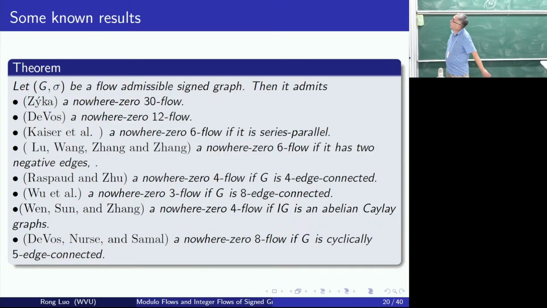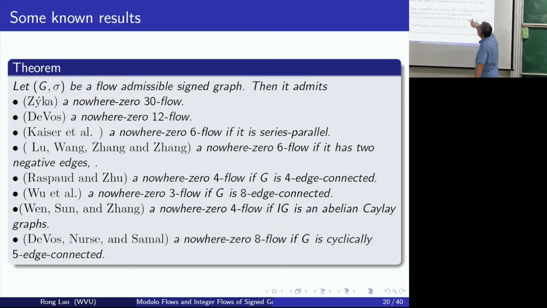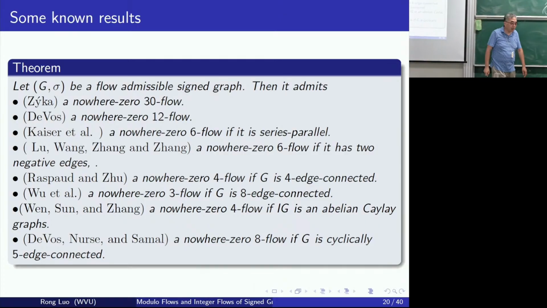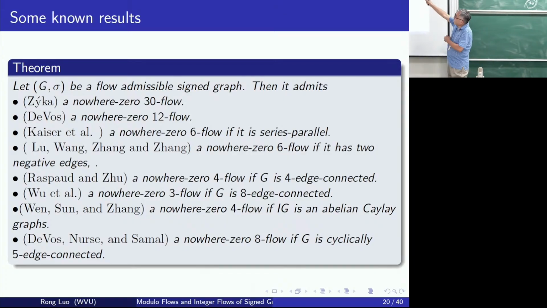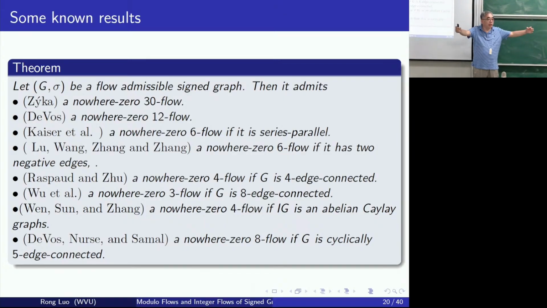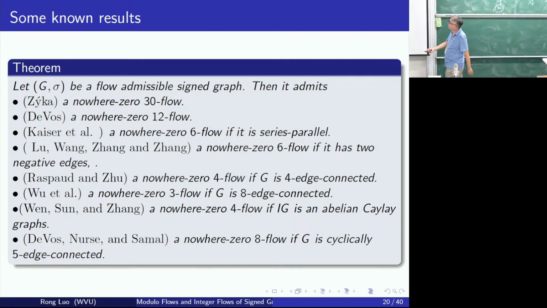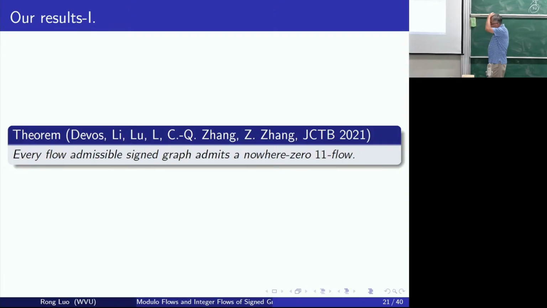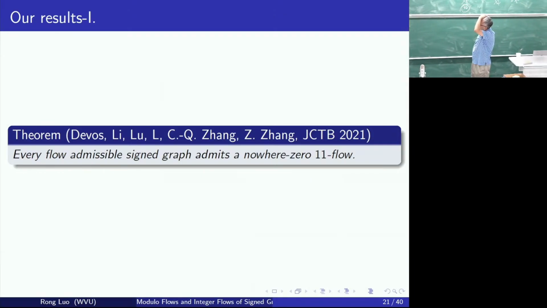Oh, by the way, for unsigned graphs it's quite easy to prove that a 4-edge-connected graph admits a nowhere-zero 4 flow. The difference between signed and unsigned graphs is that for unsigned graphs, we know a spanning tree is connected, but for signed graphs, the spanning tree may not be connected. We started to work on flows of signed graphs in 2015.